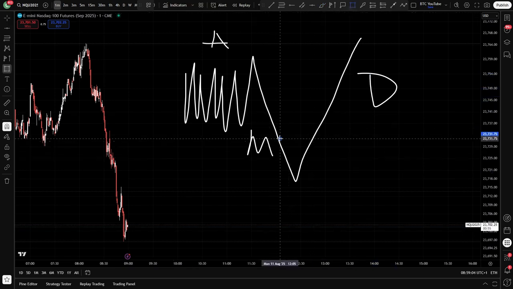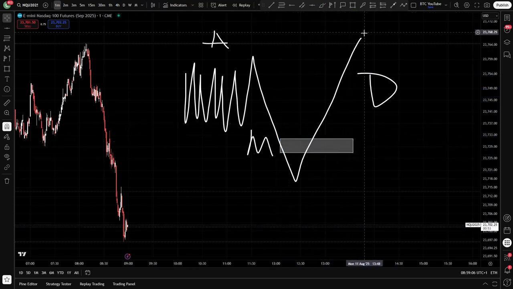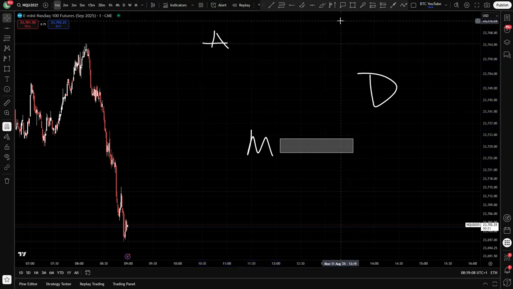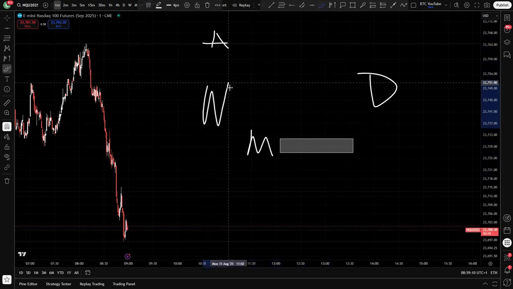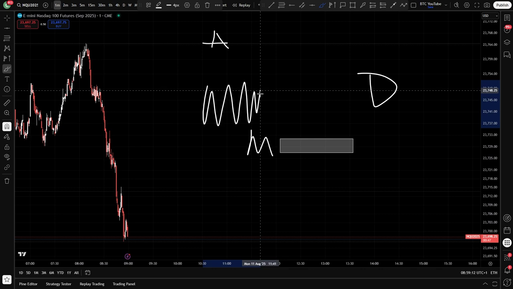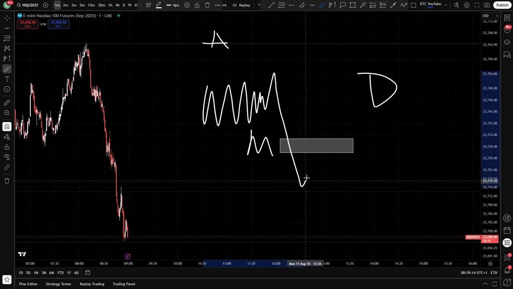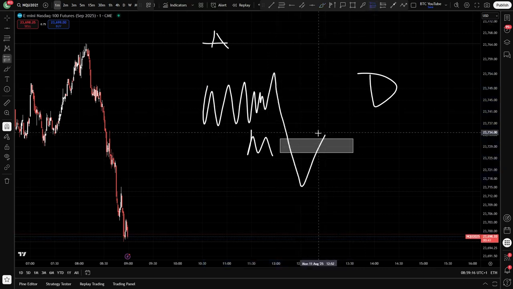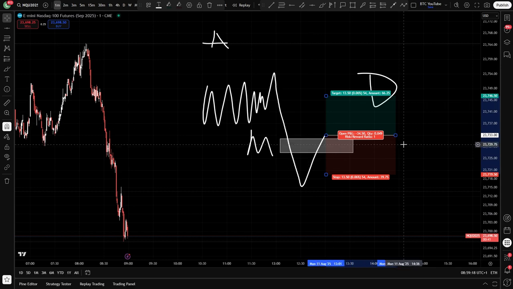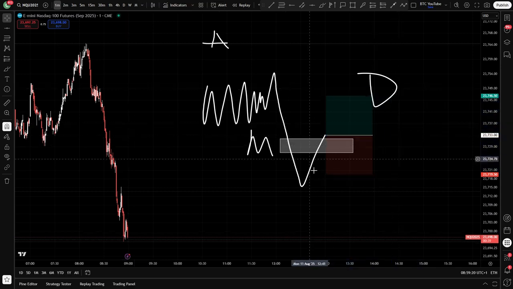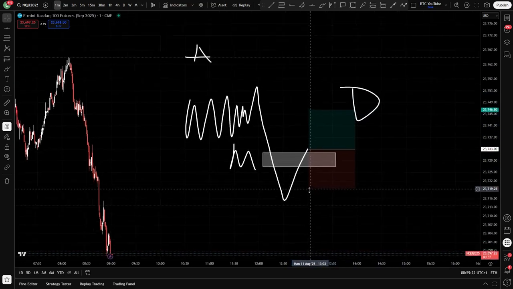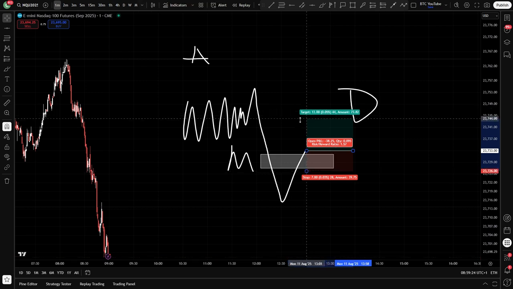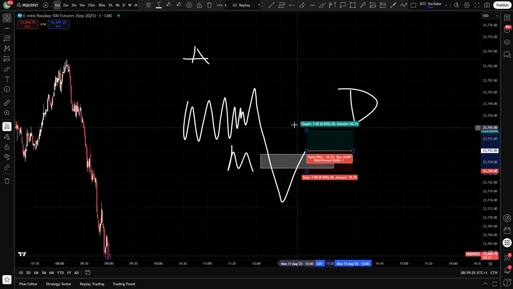I'm just looking to get in on a nice inverted fair value gap back to the upside on the way back up. So you've got your accumulation doing something like this. You get your manipulation down, and then you're looking to enter as you invert a fair value gap back to the upside like this. Really easy strategy.